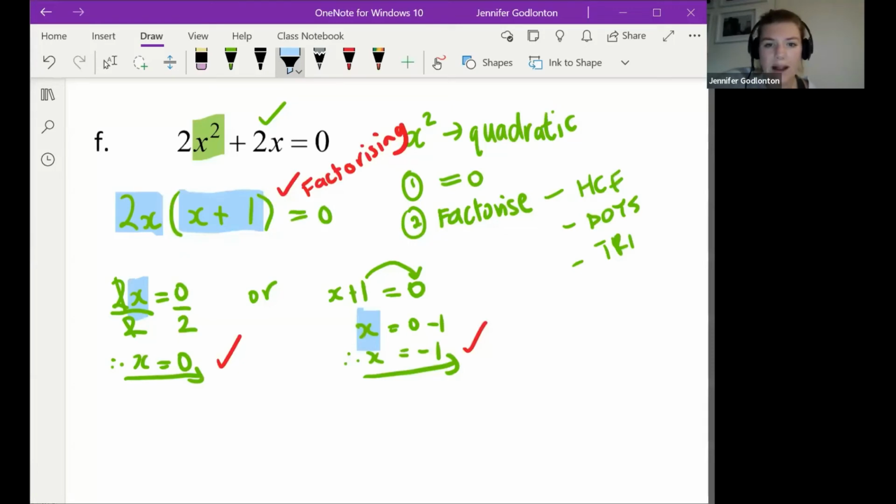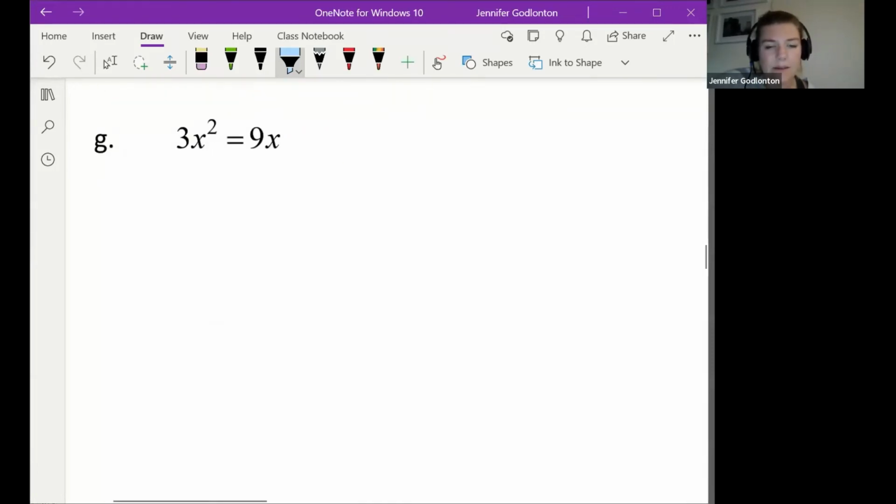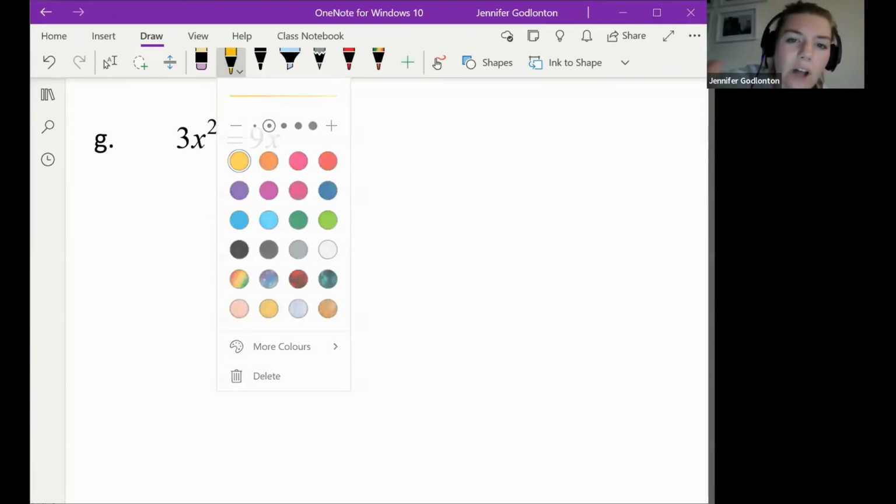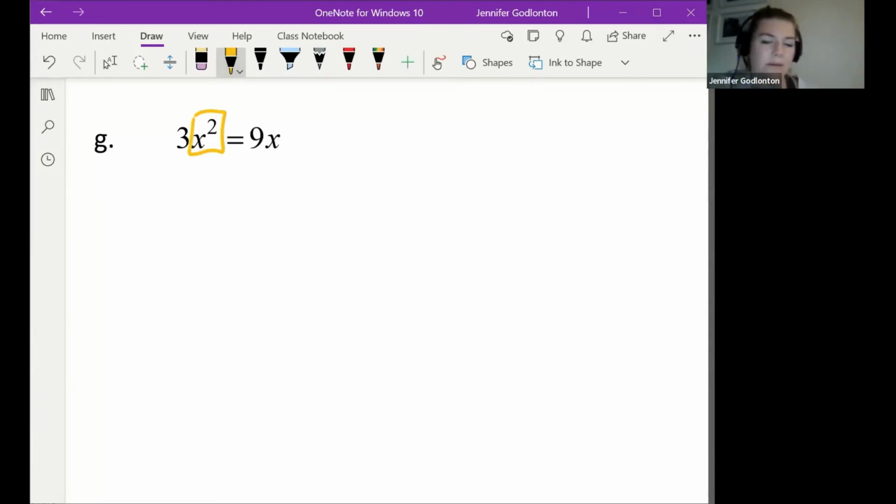Cool. All right, let's have a look at this one. So we've got 3x squared is equal to 9x. First step, we have to say, hold on, we have an x squared. That x squared is telling me it is a quadratic. What is the first thing I have to do if it is a quadratic equation? Yes, good. I have to get it to equal 0.